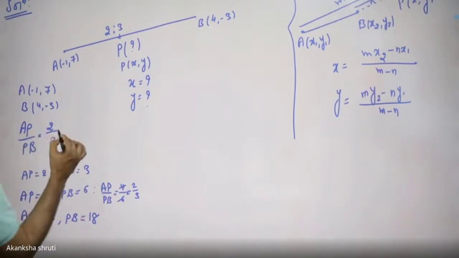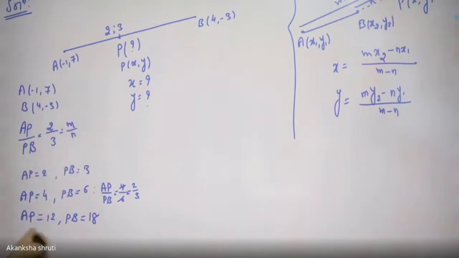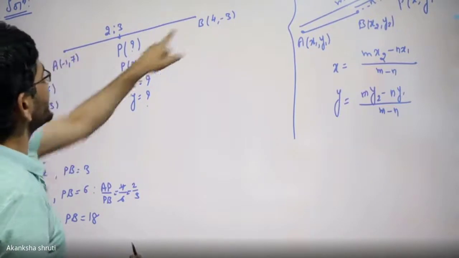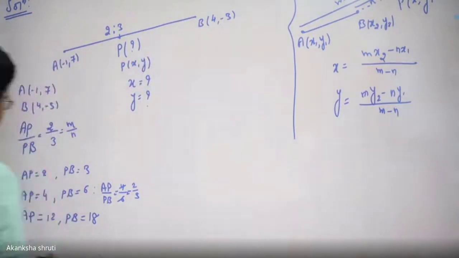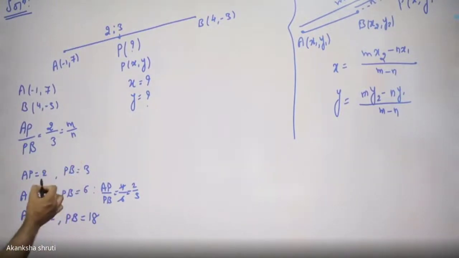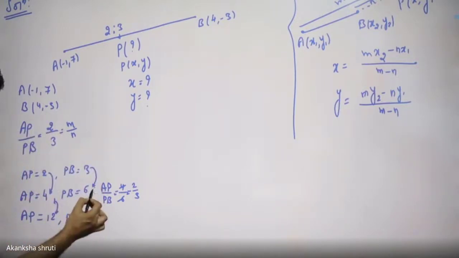So this ratio given, we are denoting it by m/n. Keep in mind, m is commonly taken from the first vertex or first coordinate, n is from the second coordinate. So students, this actual length may be anything in multiple of this 2, and the n can be anything in the same multiple of this 3.